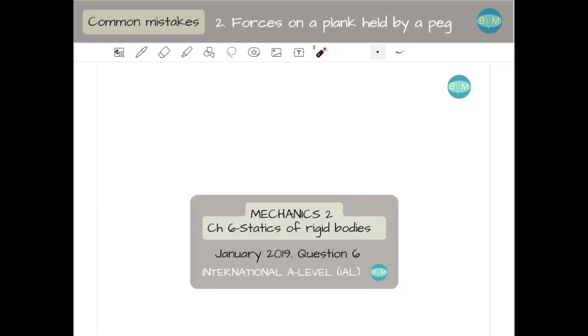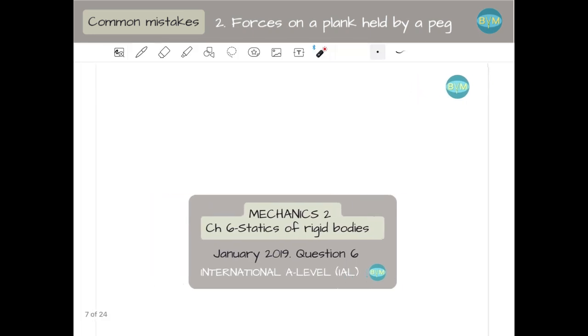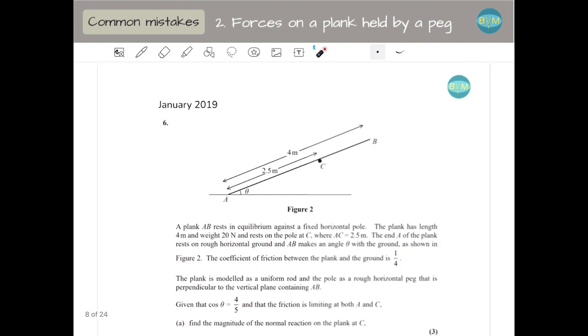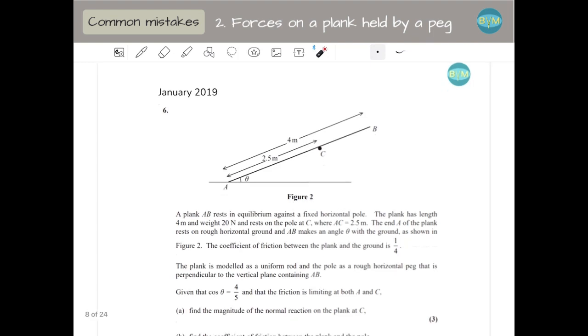This is question 6 on your January 2019 Mechanics 2 paper. It's on statics of rigid bodies. So, we have a plank, AB, which is in equilibrium against a horizontal pole. This is the horizontal pole, and this is a horizontal surface that is rough.